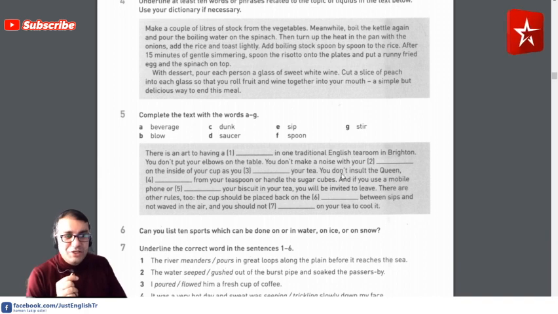That's how it works. So if we go for number 4, look here: you don't insult the queen from your teaspoon. So what do we put in number 4? Now, number 4, well, number 4 is not sip, not no.